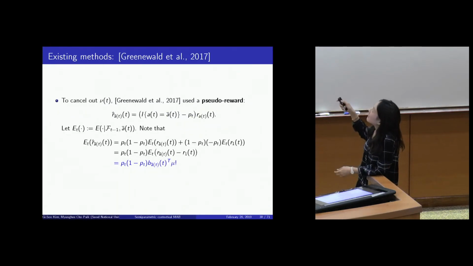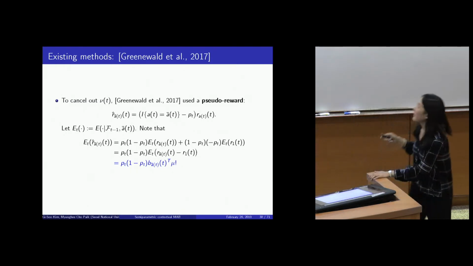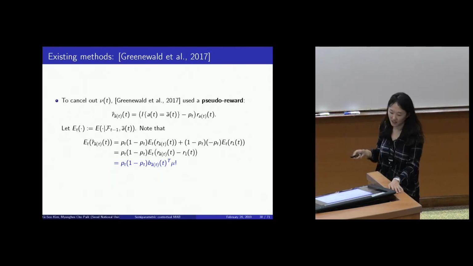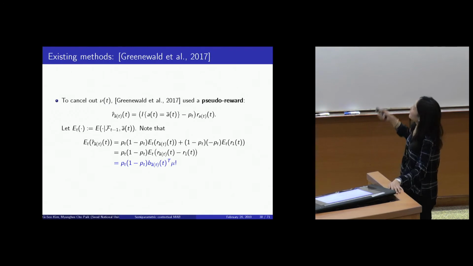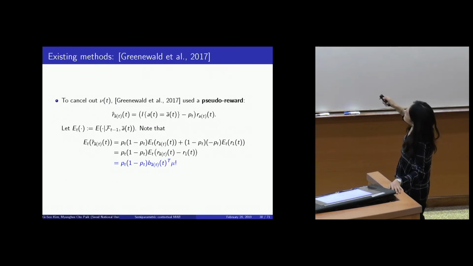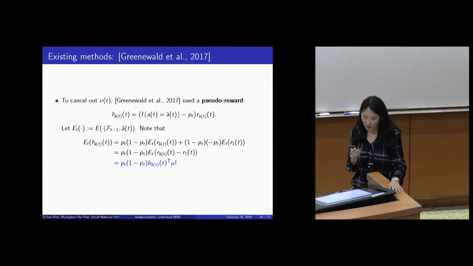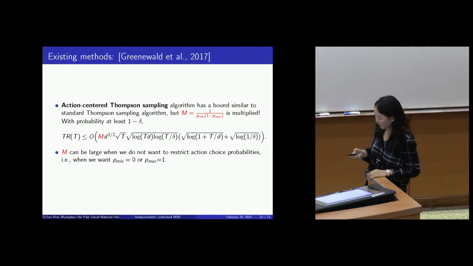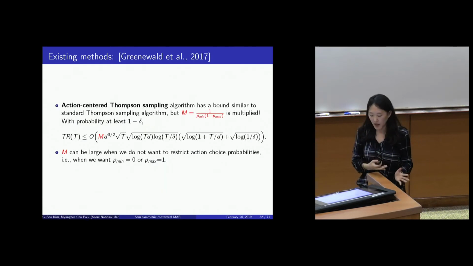And to cancel out the problematic nu t term, ACTS used the pseudo reward, which is the actual reward multiplied by this term, which is the indicator that the non-base action was pulled minus its probability. Yesterday, Professor Murphy referred to it as the contrast coding, if you remember. And the important fact of the pseudo reward is that its expectation does not depend on the nu t anymore. So this is the algorithm, and this algorithm performs very well.